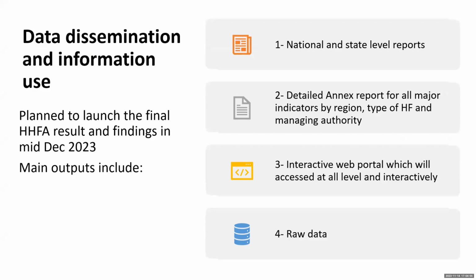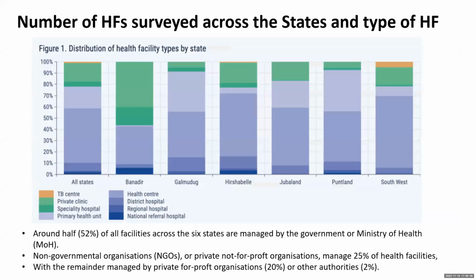In the data dissemination, we have developed the national and state level report. It's almost completed. We will also have a detailed annex of the report for all major indicators by region, by type of health facility, and by management authority. We'll have an interactive web portal which will be accessible at all levels, including the health facilities, and it is very interactive, and they can generate the data. Of course, raw data is another data set we'll share with anyone who can do their own analysis.